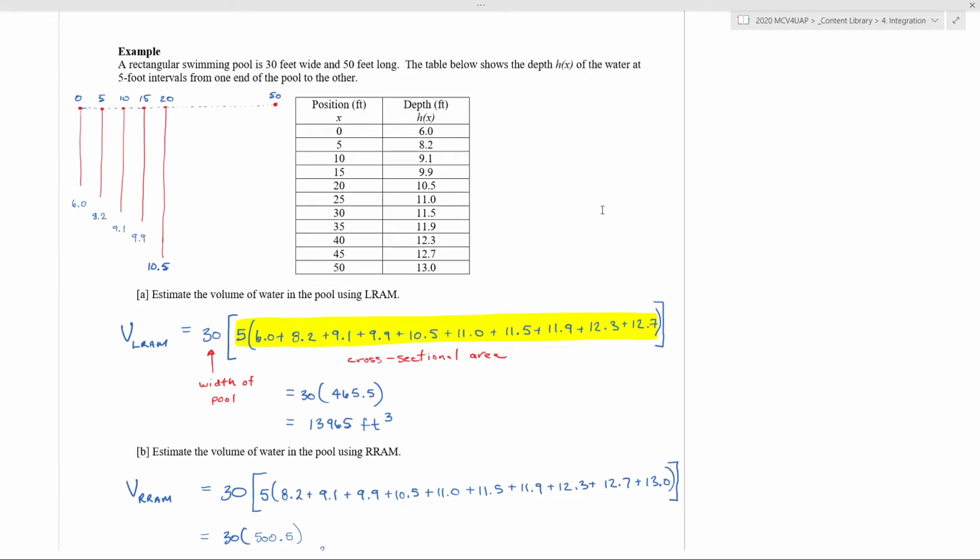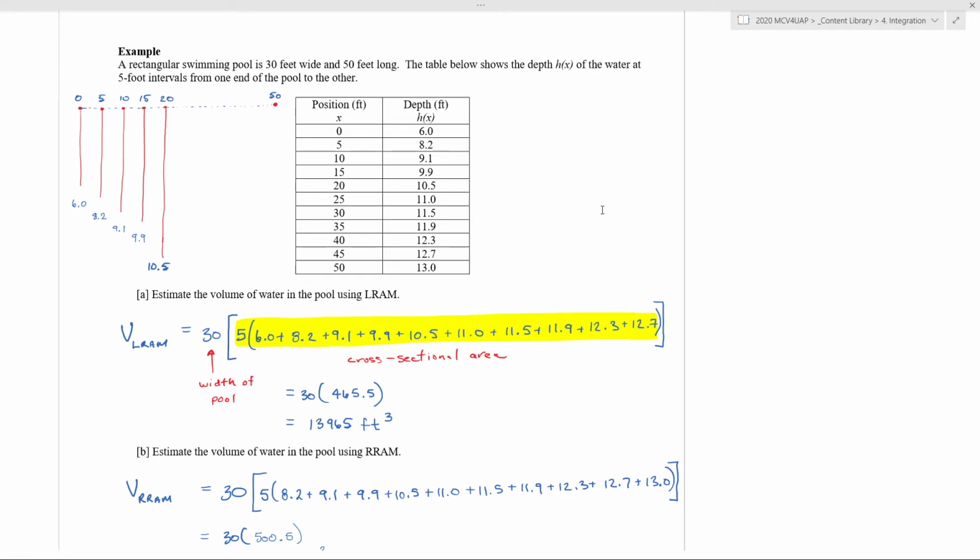So on the left-hand side of the table, you can see what I've done there. I'm drawing a profile or a cross-sectional view of the swimming pool from 0 to 50. So at 0, it's got a depth of 6 feet. Then at 5, if I move over 5 feet, the depth is 8.2 feet. I move over another 5 feet, the depth is 9.1, and then 9.9, and then 10.5. And I can continue like that all the way over to 50.